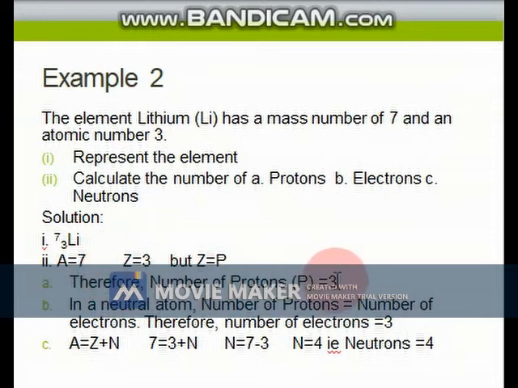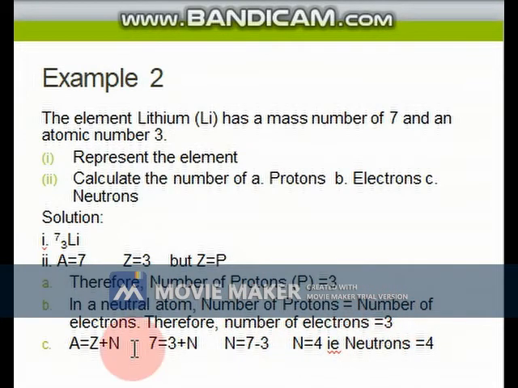The number of protons will become 3 because the atomic number is 3, since we know that the number of protons is equal to the atomic number. In a neutral atom, the number of protons is also always equal to the number of electrons, and therefore the number of electrons will be equal to 3.